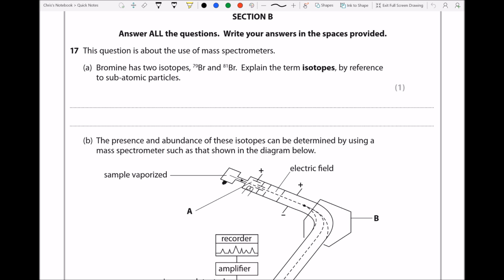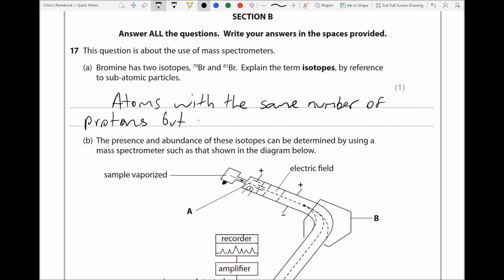Nearly forgot that one. So, atoms with the same number of protons but different number of neutrons. Okay, so that's pretty important. So there's your first mark.